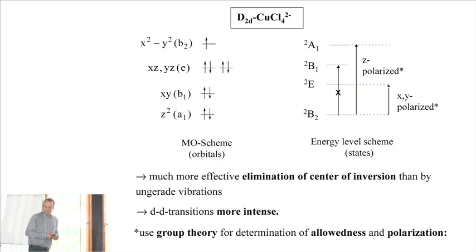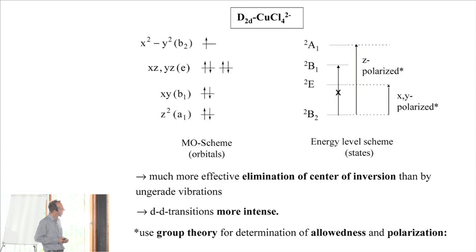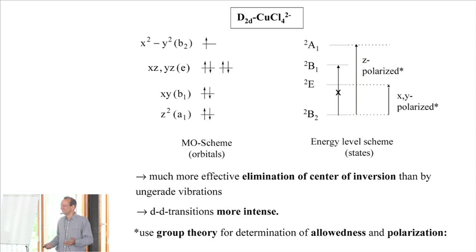And now I have also written here the polarizations of these transitions. It turns out that the doublet B2 to doublet E transition is xy polarized, and the doublet B2 to doublet A1 transition is z polarized. And the doublet B2 to doublet B1 transition is forbidden. The way to see that is group theory. So as Serena would put it, you go to your first semester group theory course, which does not exist in Germany.